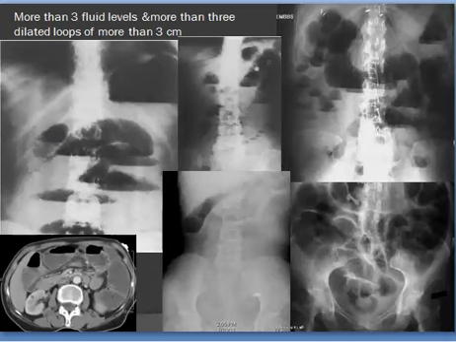In the plain film, more than 3 fluid levels in more than 3 dilated loops of more than 3 centimeters are diagnostic of small intestinal obstruction. Three by 3 by 3.